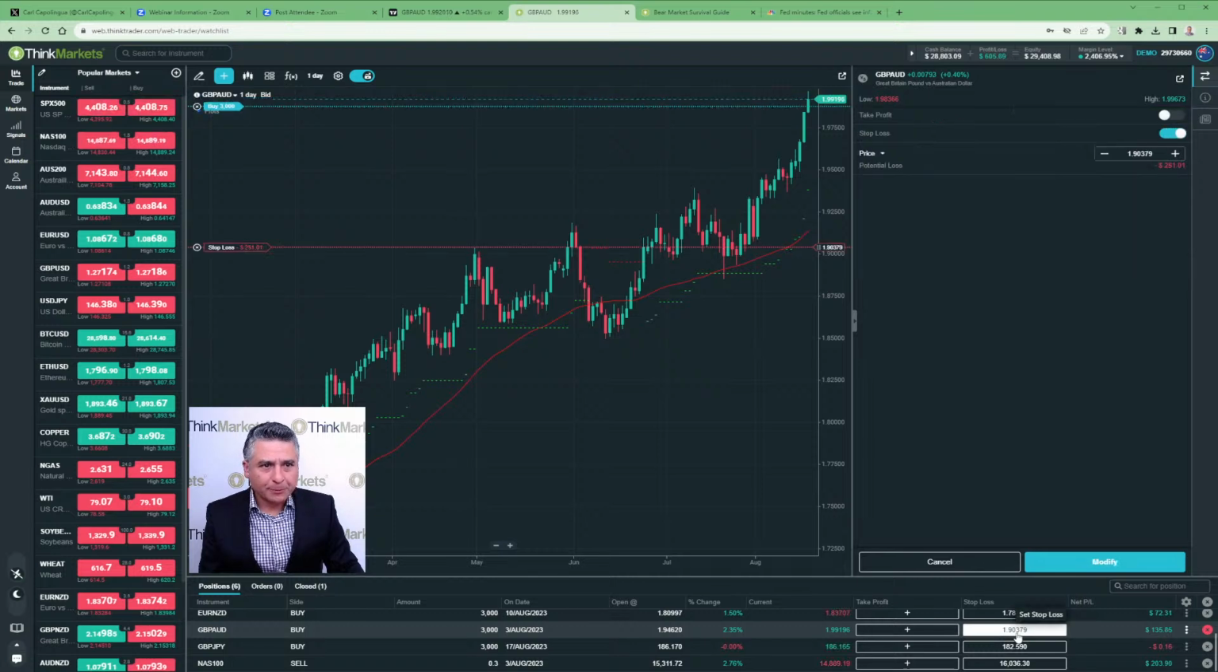So we click on that, and it shows me where my current stop loss is, which is all the way down here. So I don't know if you caught what I did. I'll do it again. I click on my position. I click on the stop loss. It puts the chart up, and now I can raise this.